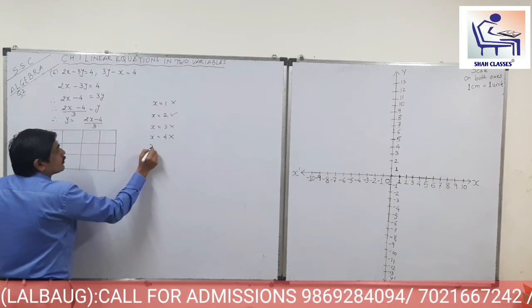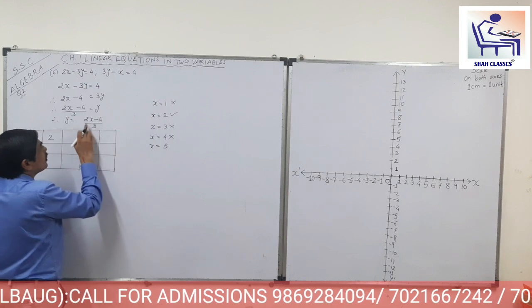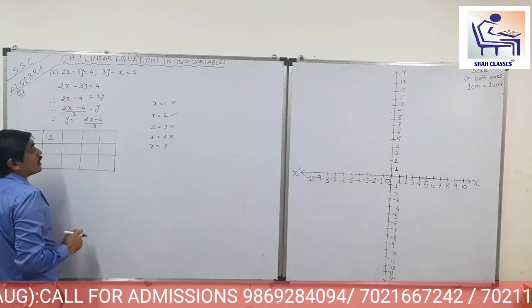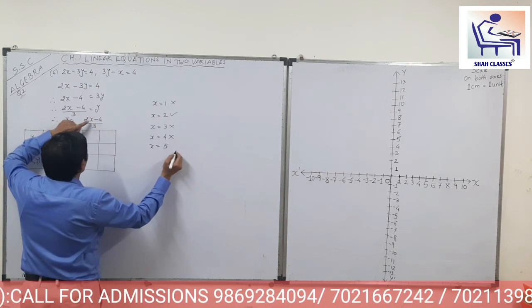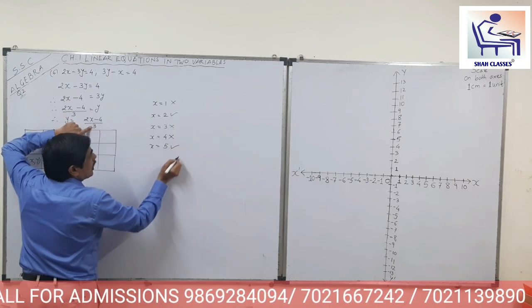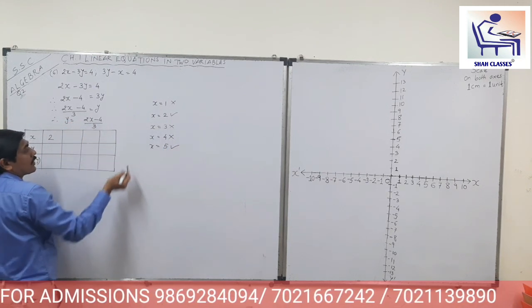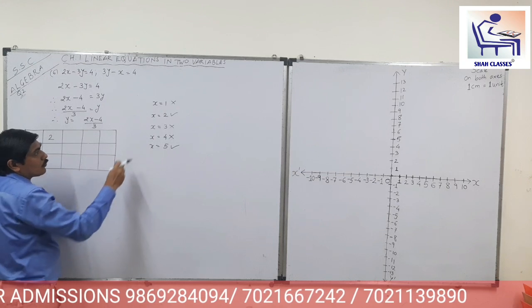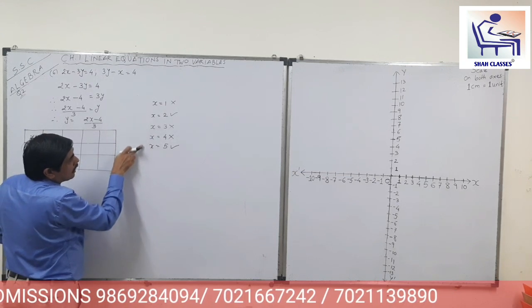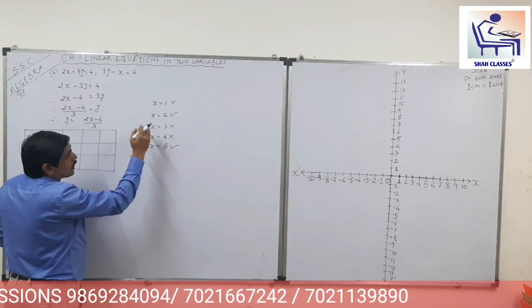Now next value, x is equal to 5. 2 5s are 10. 10 minus 4 is 6. So 6 upon 3 is acceptable. So 6 upon 3 we are going to get the value as 2. So we will accept. Now we will get the idea that there is a gap. So we can accept this.